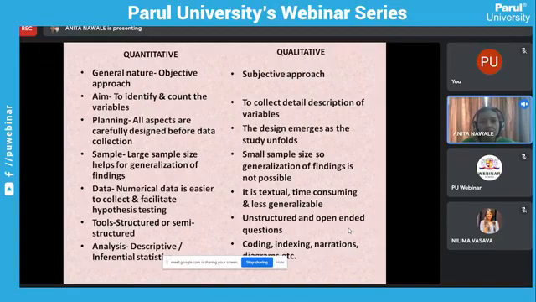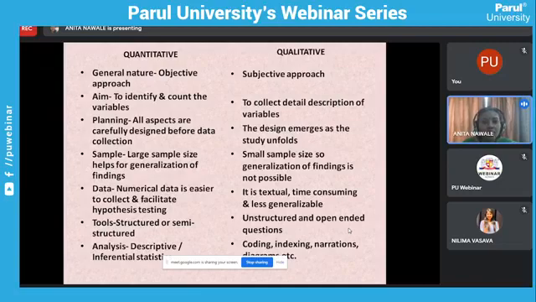Here we expect that the person will tell you what it means for him. For example, depression. In quantitative, you may call it mild, moderate, or severe, but in qualitative, that person will explain what depression is for him or her. So that is the objective approach and the subjective approach. Next is aim. In quantitative, the aim is to identify and count the variables. Here we have everything in the form of figures. If we are talking about demographic variables, for example age or gender, we count how many females, how many males.